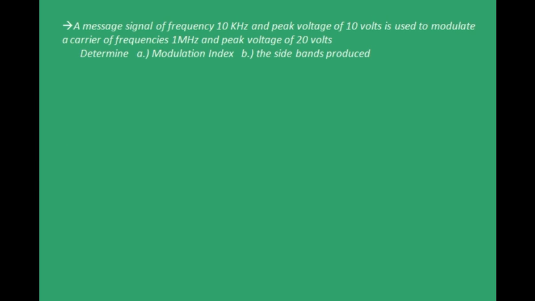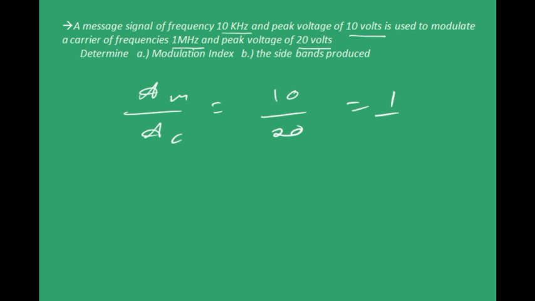Solve this problem. A message signal of frequency 10 kilohertz and peak voltage 10 volts is used to modulate a carrier of frequency 1 megahertz and peak voltage of 20 volts. We have to find the modulation index, that is AM by AC, right? That will be equal to AM, this peak voltage is 10, and here it is 20. So the modulation index is 1 by 2 here.